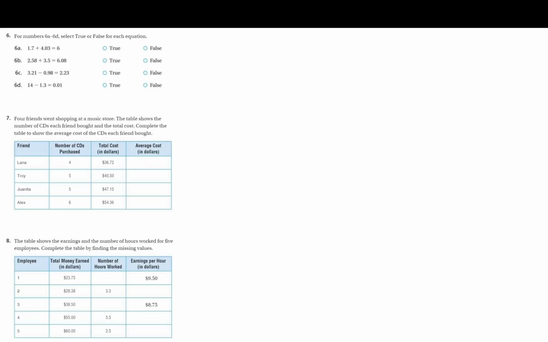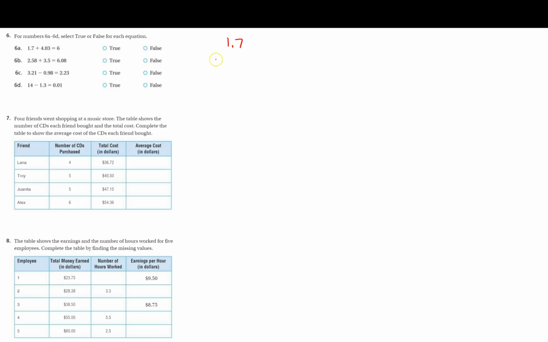And if after you add or subtract, you get the correct answer that they've given, then you mark it as true. If you don't get that answer, you mark it as false. So I'm going to go ahead and do 6A, and then I'll jump down and do 6D, and then I'll let you do the ones in between. So whenever you're adding and subtracting decimals, it's important that you line the decimals up.